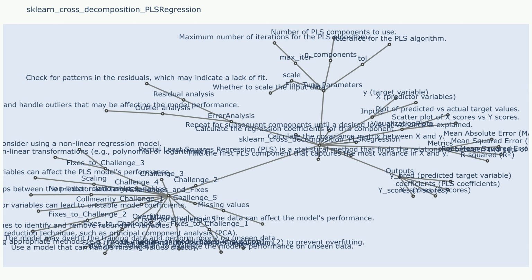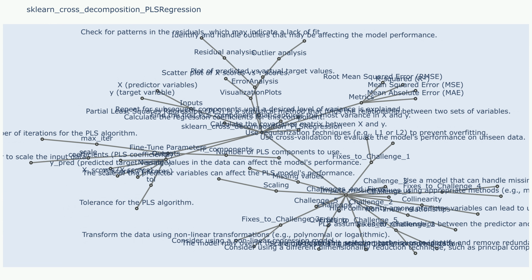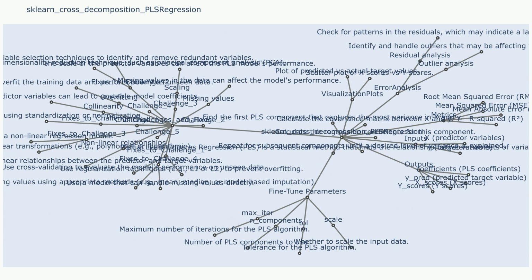It differs from principal component regression, PCR, by using the information from both X and Y for component extraction, leading to better prediction when the variables are highly correlated. Inputs: X, a 2D array of predictor variables, N samples by n features. Y, a 2D array of response variables, N samples by n targets.